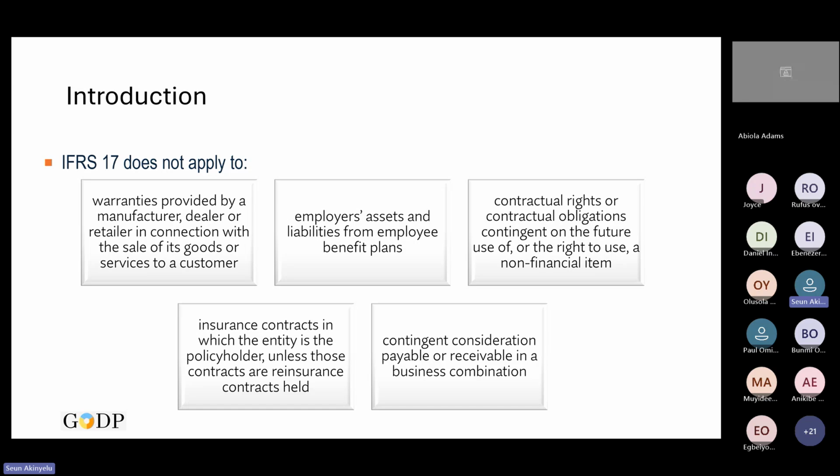For example, an employee benefit plan is under the scope of IAS 19, like gratuity. So gratuity, what you are saying is that when you are leaving the company in 20 years, I will pay you this amount of money, which in most cases will be a function of what you will be earning in that 20 years' time, multiplied by probably the number of years you have worked. In such a case, it is a liability, but it is not within the scope of IFRS 17.